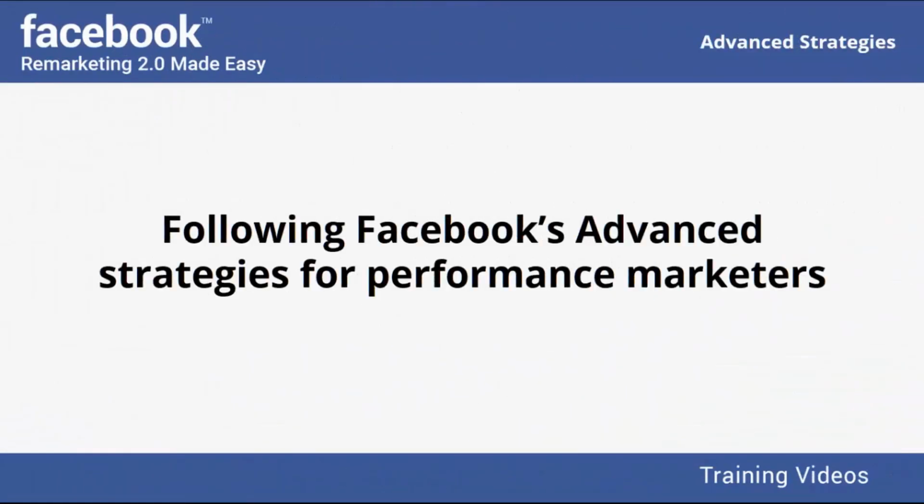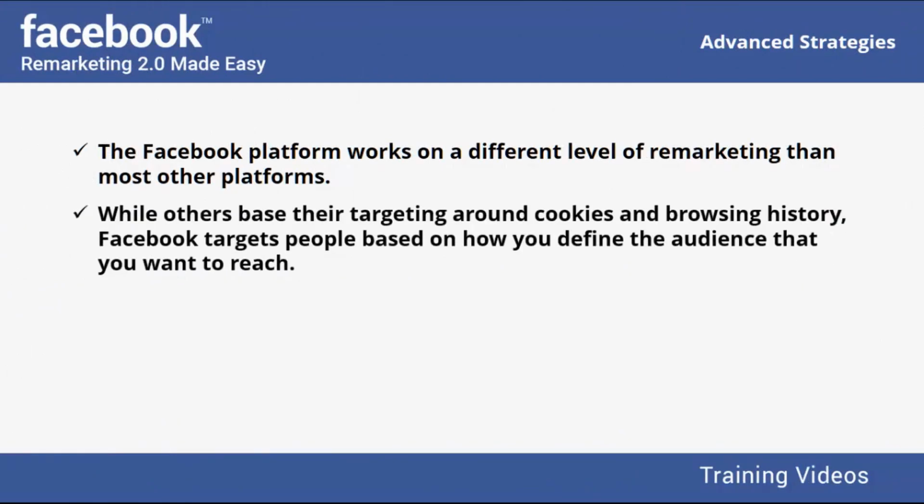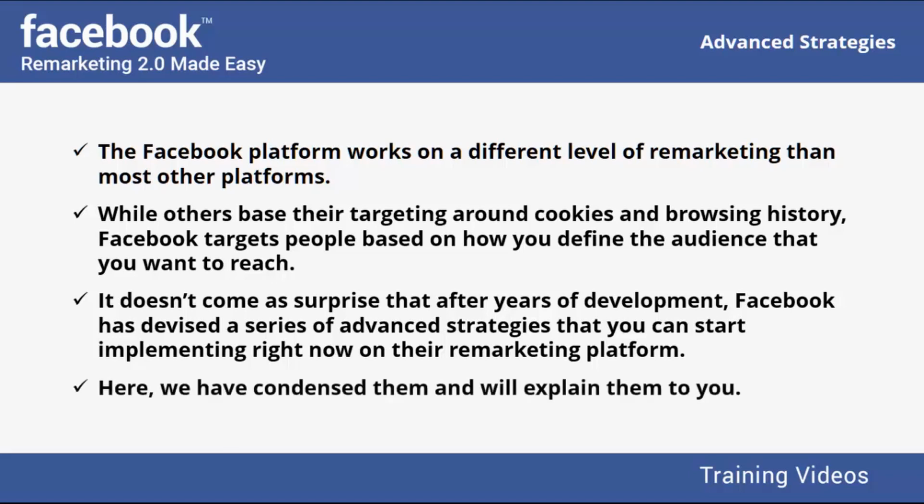Following Facebook's advanced strategies for performance marketers. The Facebook platform works on a different level of remarketing than most other platforms. While others base their targeting around cookies and browsing history, Facebook targets people based on how you define the audience that you want to reach. It doesn't come as a surprise that after years of development, Facebook has devised a series of advanced strategies that you can start implementing right now on their remarketing platform. Here we have condensed them and will explain them to you.